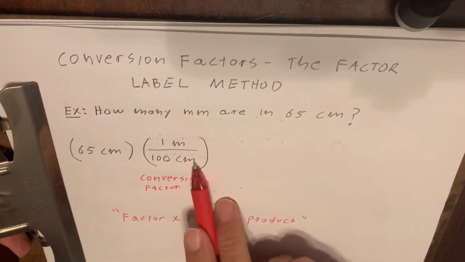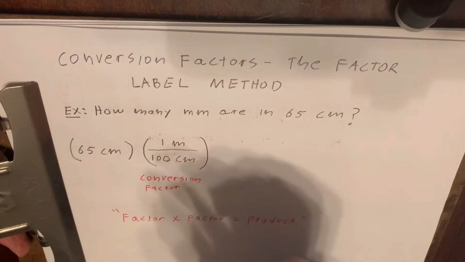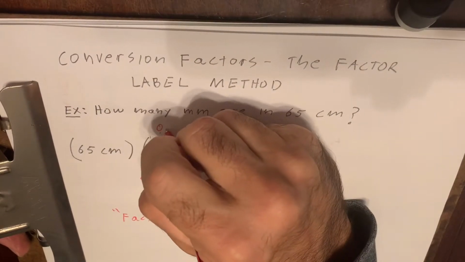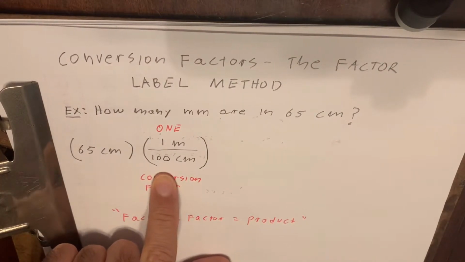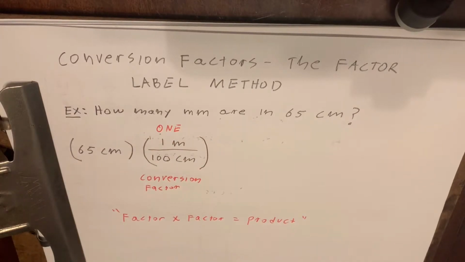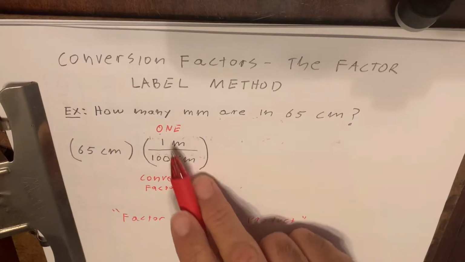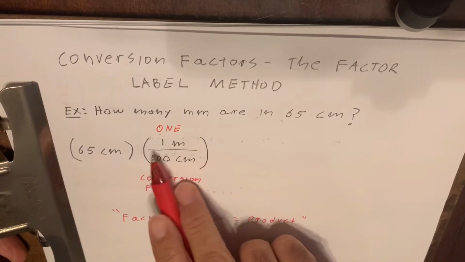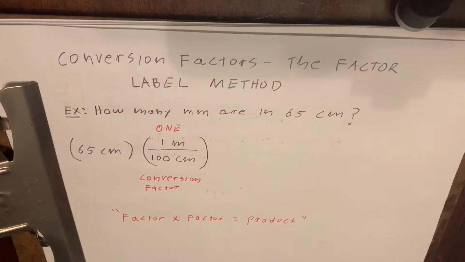There are 100 centimeters in 1 meter. That makes this fraction a disguised form of the number 1. It doesn't look like a 1. It looks like 1 over 100. But it's not 1 over 100, really. This is the number 1. But the units are absolutely necessary in understanding that this is a disguised form of 1. But this is exactly what's necessary in a conversion factor.